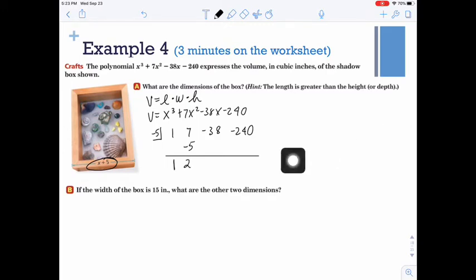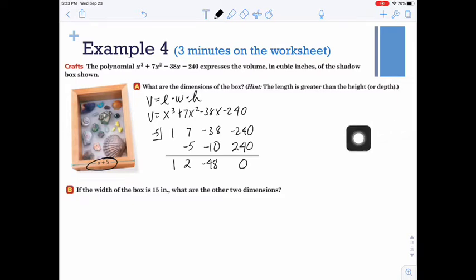Negative 5 times 2 gives us negative 10. Negative 38 plus negative 10 gives us negative 48. And then negative 5 times negative 48 gives us 240. And negative 240 plus 240 gives us 0, which is what we expected, right?